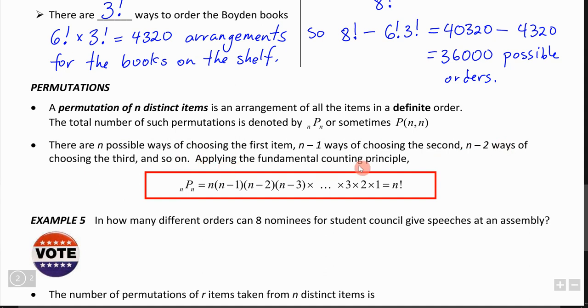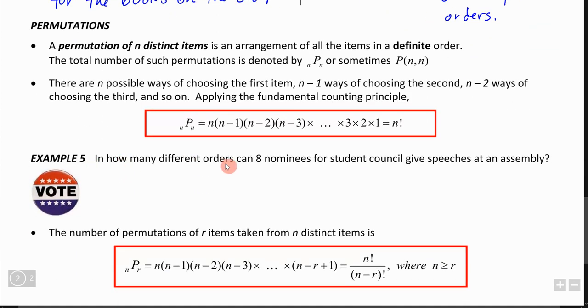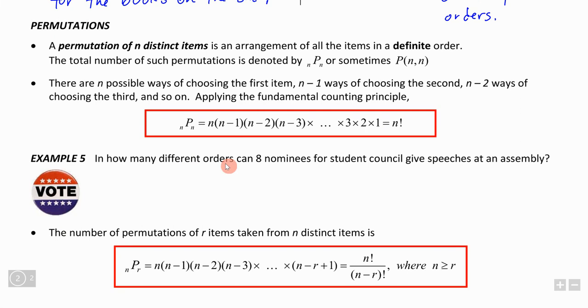Applying the fundamental counting principle says that a permutation of n items in n ways to arrange them is just given by n factorial. That's all the factorial is. It's just a permutation: how many ways are there to arrange n items, choosing n items? So in example number 5 here, in how many different orders can 8 nominees for student council give speeches at an assembly?